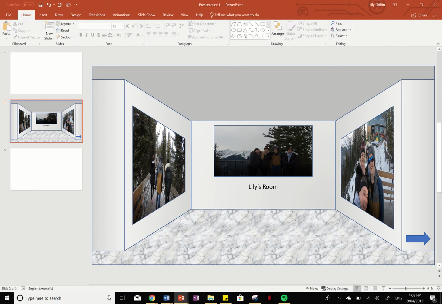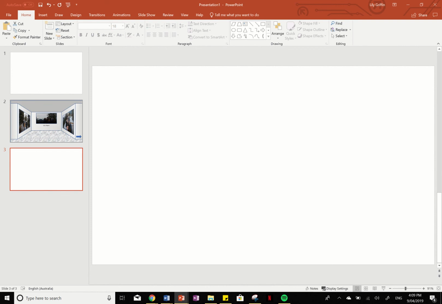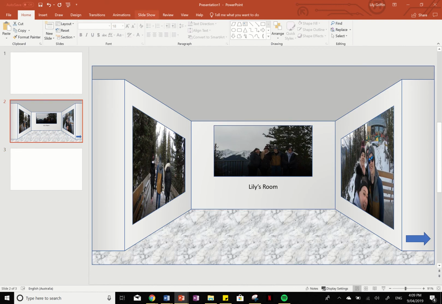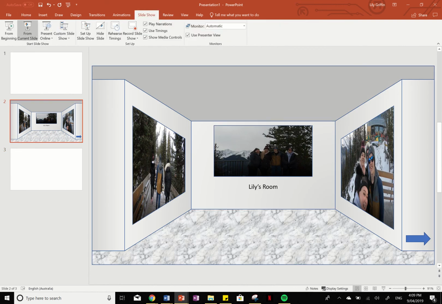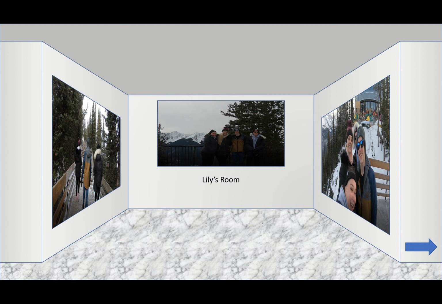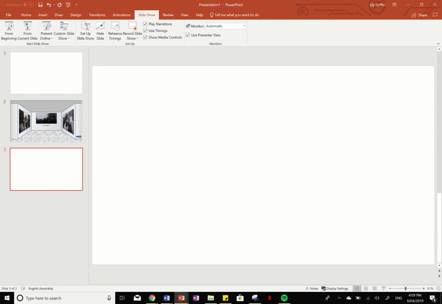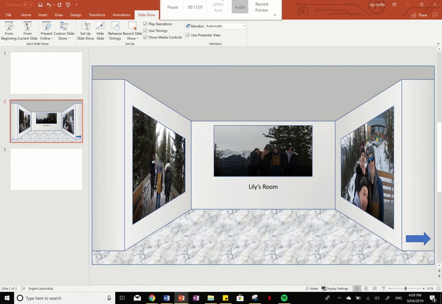However, I'm just creating the one room for this tutorial. And as you can see, we are done. We've got our photos, our walls, roof, the floor, and then an arrow hyperlinked to the next room, which would be over here. So if we view that one, play from current slide, if we click down here, it takes us to the next room. Alright, so that's how you do it. Thank you.